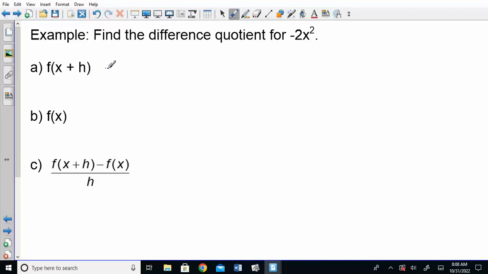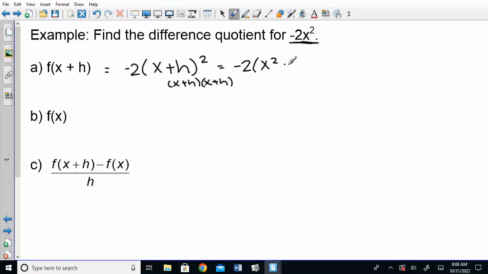All right, so f of x plus h says you go to your equation, you replace the x with x plus h. This one is a little bit nastier because I have to do x plus h squared. How do you do x plus h squared? FOIL. So if you think x plus h times x plus h, you get x squared plus xh plus xh, which would be 2xh. H times h is h squared.